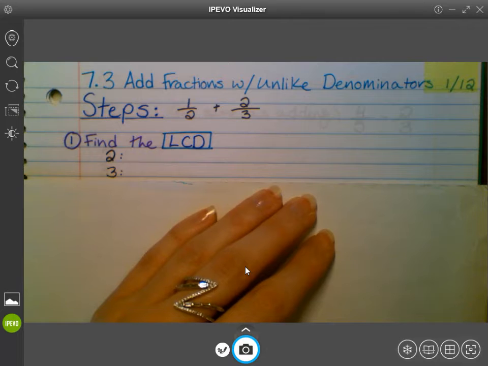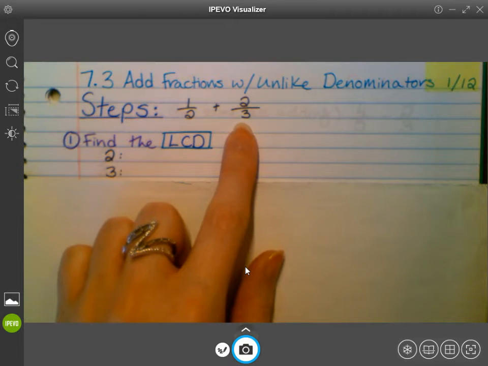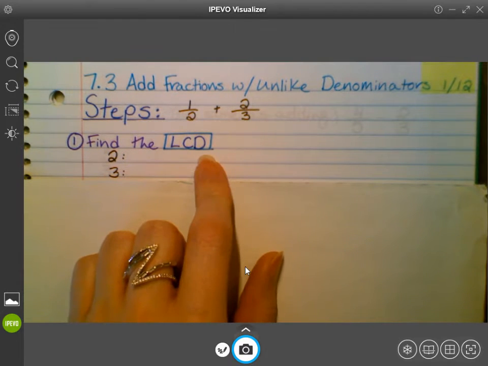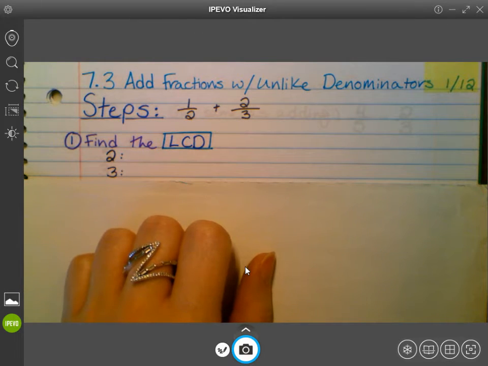Give me a thumbs up when you have this written down and you've listed the multiples for the 2 and the 3, because we have 2 and 3 as our denominators, and we're finding the least common denominator, the smallest number both of the denominators have in common. Thank you. Once you've listed those multiples, go ahead and circle the number in both lists that they have in common.